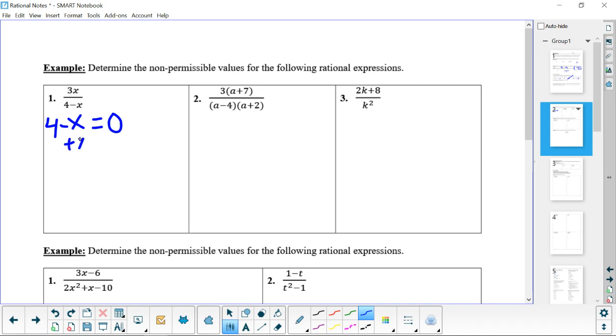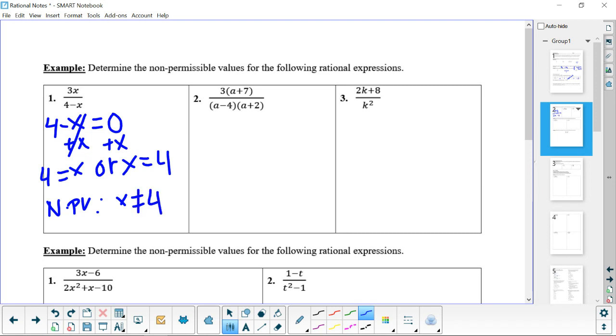I'm going to add x to both sides. So x is equal to 4, or 4 equal to x is the same thing. When I plug my value of x equal to 4 in this expression, my denominator will be 0. So my non-permissible value for this expression is x should not be equal to 4. I can also say that my restriction for this expression is x should not be equal to 4.